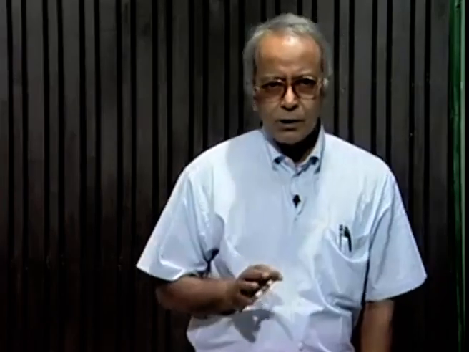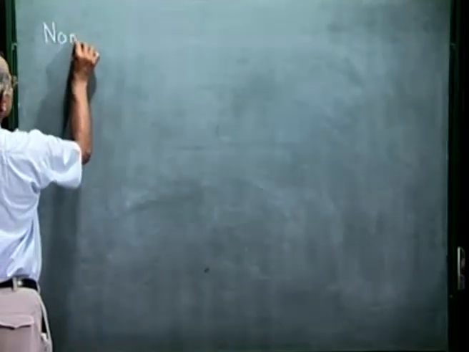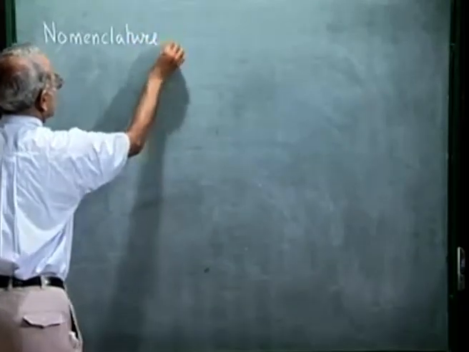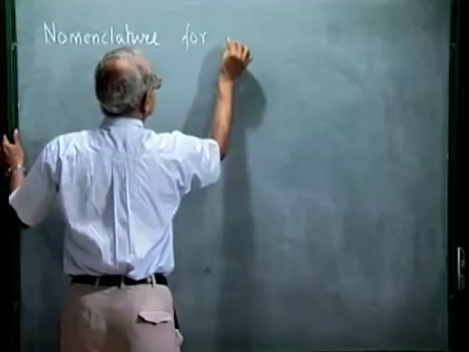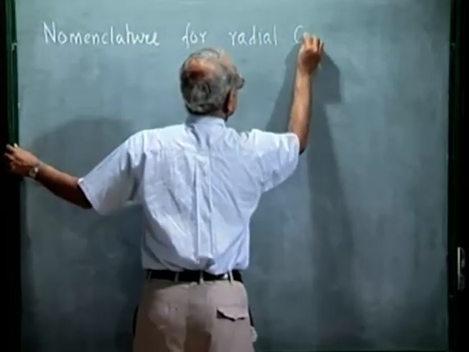Now that we have discussed all types of cam follower systems, we have classified different types of cam follower systems, let us get into the detailed design of cam follower systems. But for that, first we need to establish the nomenclature, that is the terms which will be used very frequently. So we start with nomenclature for radial cam. We will be discussing only radial cams.